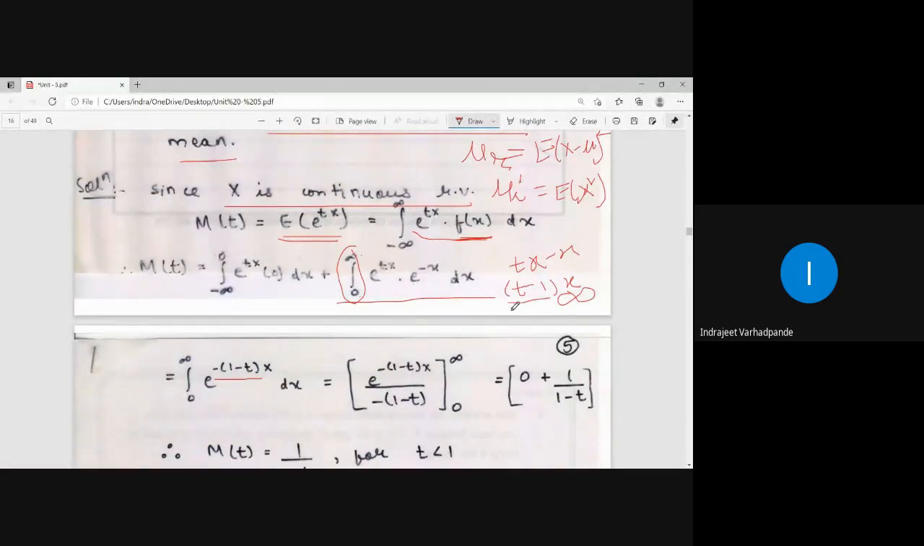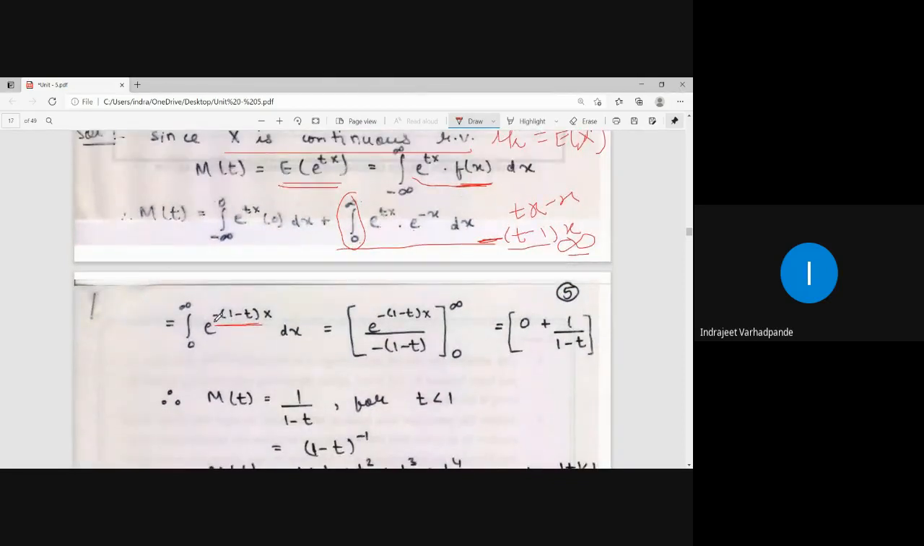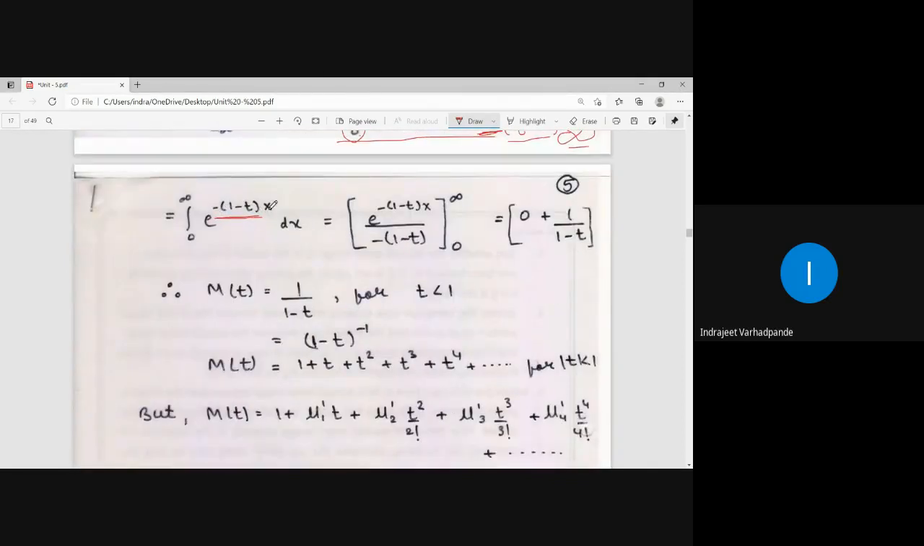So intentionally, knowing that the upper limit is going to be infinity, I will purposely make it negative. And how is it converted to negative? By taking minus common. Now when you integrate this, e to the power minus (1 minus t) x, what will be the integration? E to the power minus (1 minus t) x upon minus (1 minus t). Put the upper limit as infinity. E to the power minus infinity is 0. E to the power 0 is 1.